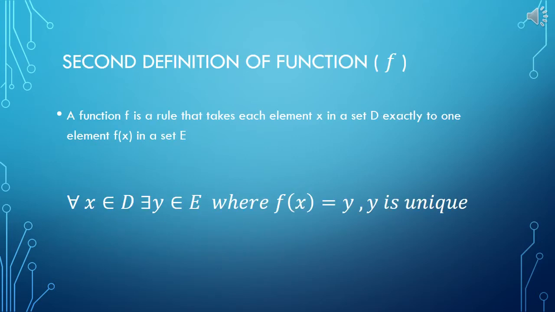A second definition for the function f. A function f is a rule that takes each element x in a set D exactly to one element f of x in a set E. And we can write this in a mathematical sentence as follows. For every x belongs to D, there exists y belongs to E, where f of x equals y and y is unique.